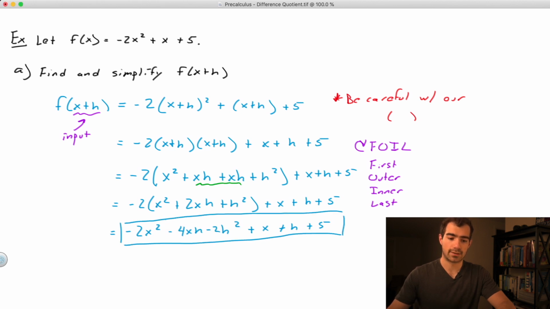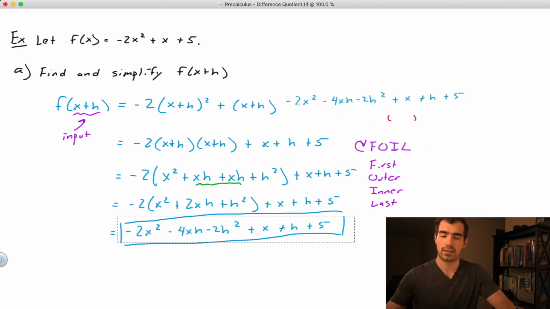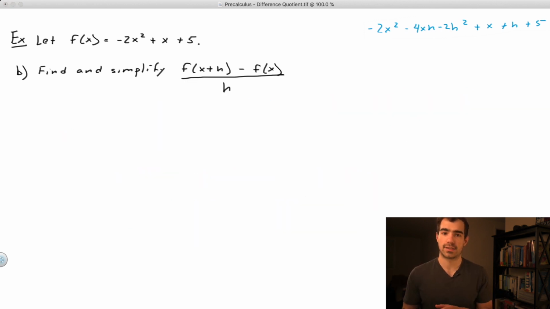And since we're going to need this for the difference quotient, I'm just going to go ahead and copy that and move it up here into the corner for us to save for later. So now let's take that piece that we just did and see if we can fill it in to evaluate the difference quotient itself. The expression f of the quantity x plus h minus f of x over h.